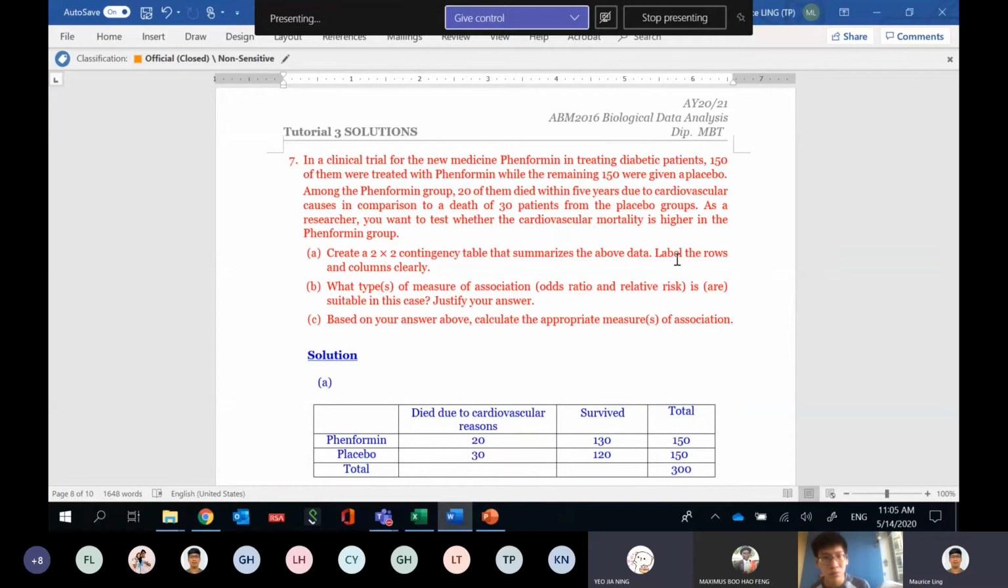Okay, so the problem with this is you have to read the question and try to figure out. So let's see. In a clinical trial, the new medicine performing is for treating diabetes patients. 150 of them. So 150 are what? Diabetes patients. That is why you have 150 diabetes patients treated with performing, while 150 are on placebo. So this is 150, this is 150. So this is where the 250 come from. Got it so far?